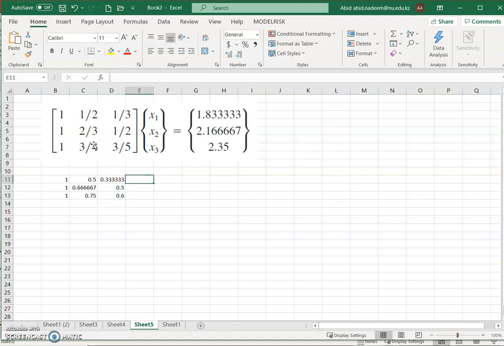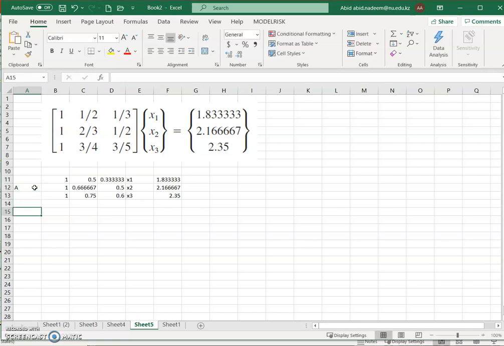And then we have x1, x2, x3, and the coefficients on the other side are 1.833333, 2.166667, and 2.35. So in Excel, if you want to solve this system of equations, of course there are methods like Gauss elimination, but one approach may be to use the inverse matrix approach.